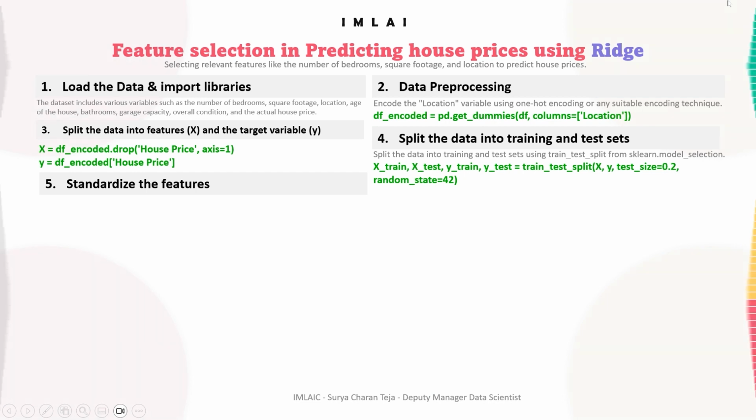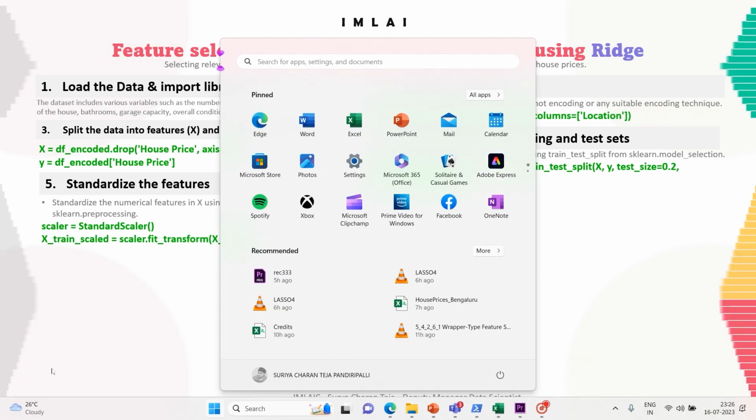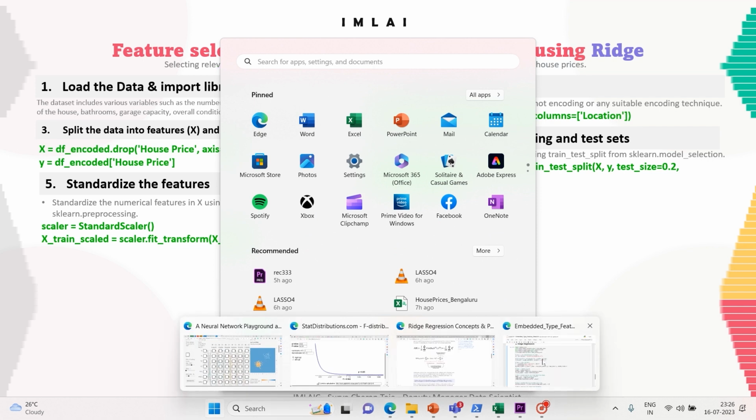Now let's move on to the next step: standardizing the features. We standardize the numerical features in capital X using StandardScaler from the sklearn library and preprocessing package. So this is how we will instantiate a StandardScaler class. Okay, let's look into that step.